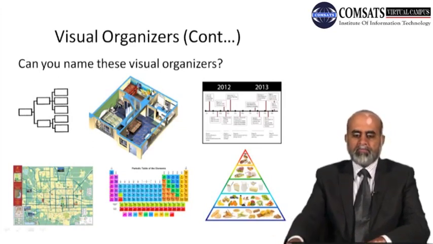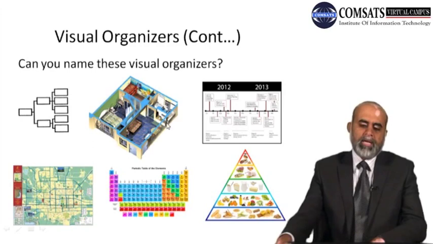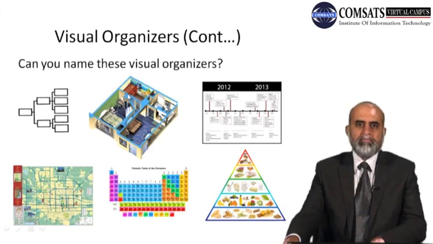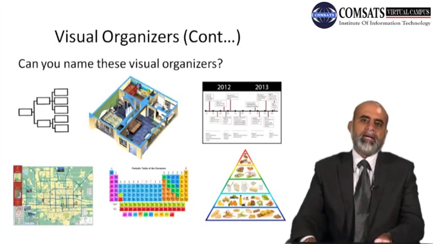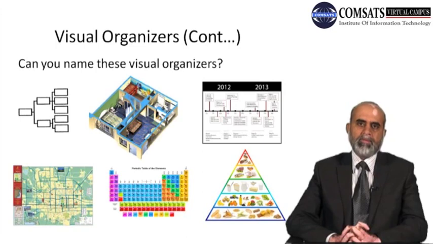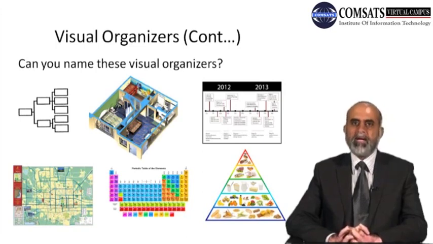Okay, how about this one? This looks like a house, it's a plan of a house. What's its name? Yeah, this kind of visual organizer is called a floor plan. If you said it is a map, well, in English we don't use the word map for a house map. In Urdu we say naqsha, but in English it is basically a design or a floor plan rather than a map. You should call it a house plan rather than a house map.